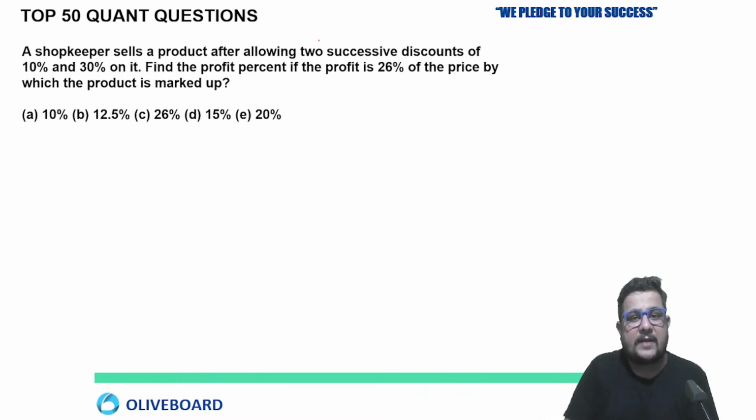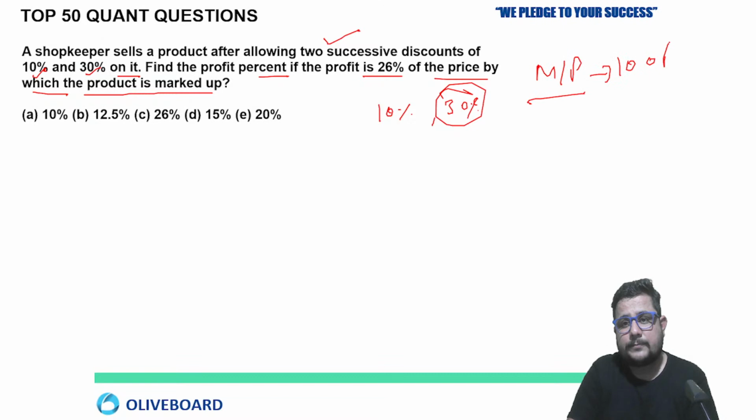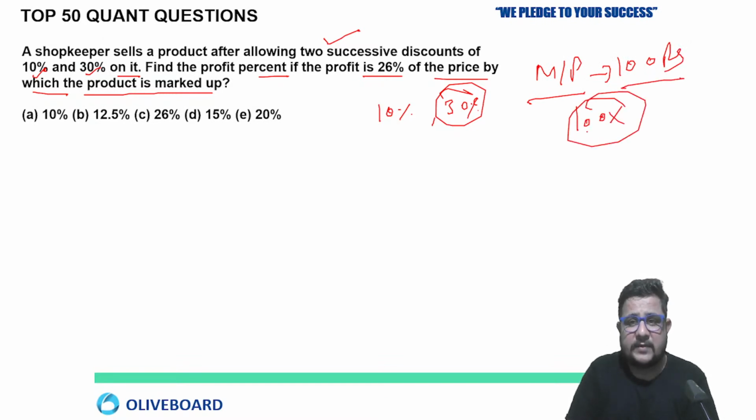A shopkeeper sells a product after allowing two successive discounts of 10% and 30% on it. Find the profit percent if the profit is 26% of the price at which the product is marked up. A profit and loss based question is here. So if there are two successive discounts of 10% and 30%, overall it will be what? The marked price is not given, so you can assume that it is 100 rupees, or 100x also you can imagine.